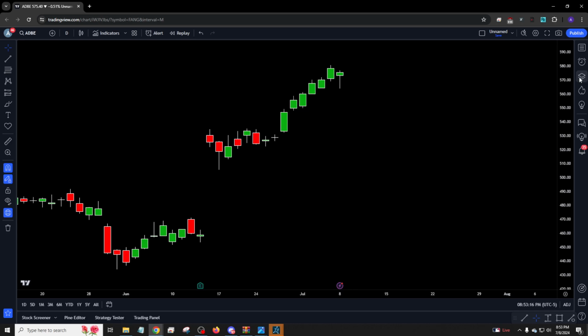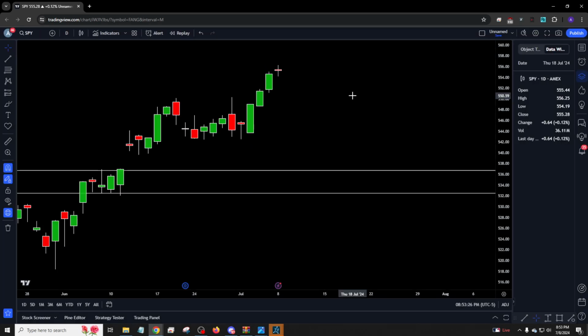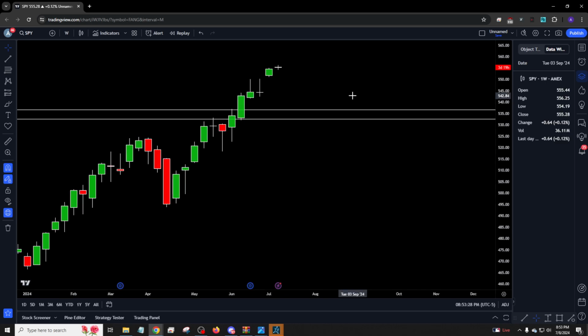Above that, we want to know about it for sure tomorrow. So anytime Adobe is above 576.75 tomorrow, we want to know about that. And then obviously all the inside days. If we take a look at the indexes, SPY goes doji to start the week, flat.